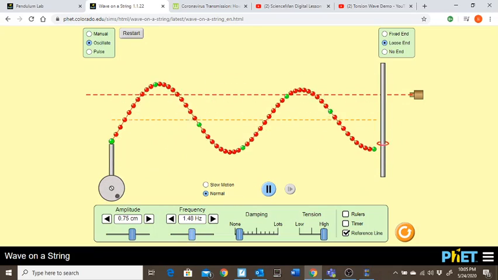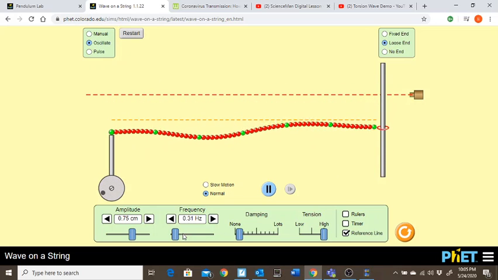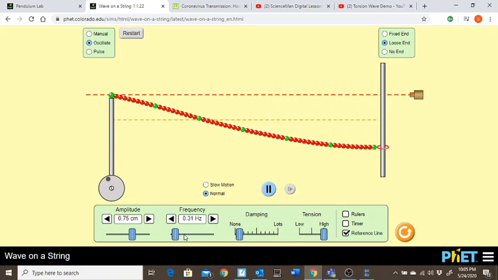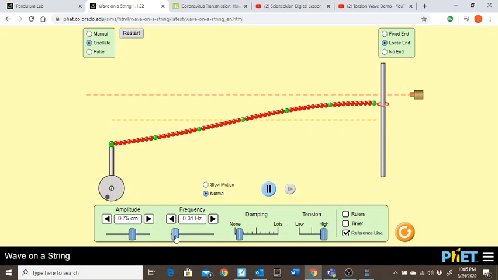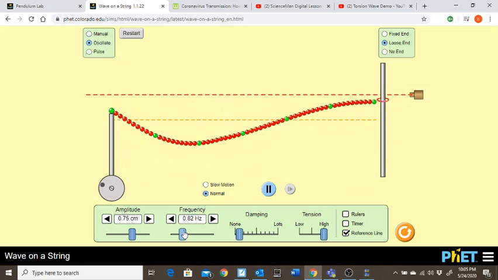That's okay. So if we make this slower, where's the wavelength? Let's pull it up.